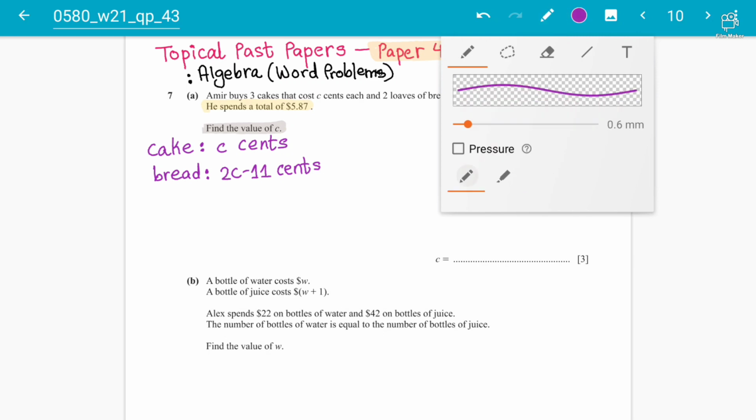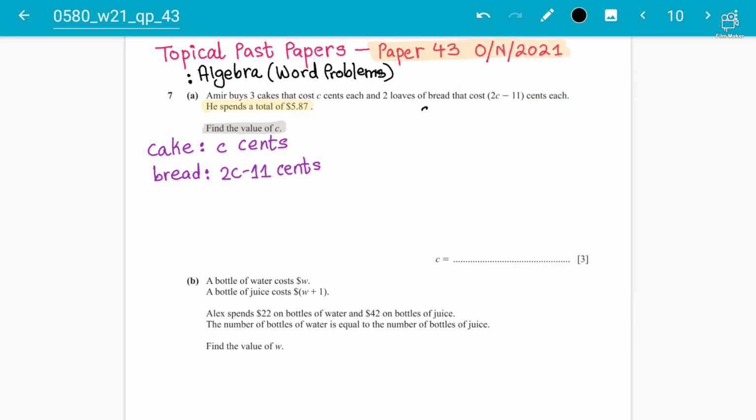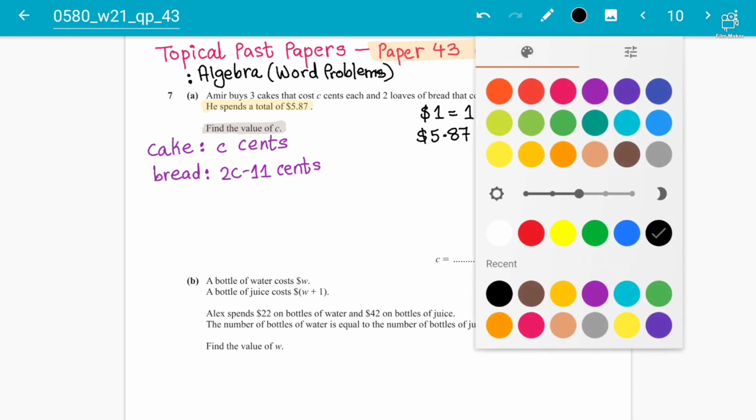So the first thing will be the conversion here, that students need to understand that $1 is 100 cents, right? So if you have spent $5.87 in total, it means it's going to be 587 cents. You multiply 5.87 with 100. Students, make sure your calculator is on. So here we go, 587 cents total has been spent. And now let's make the equation.